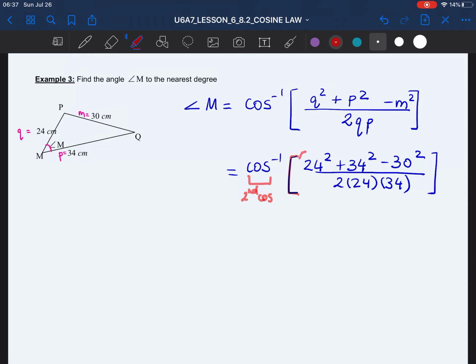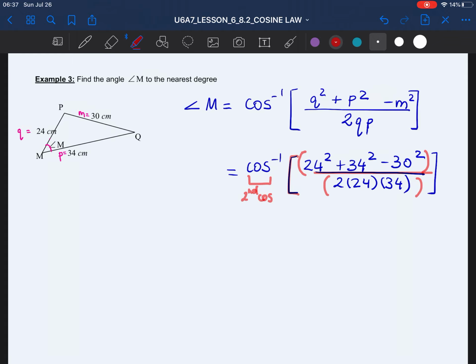And then you will have to open another set of brackets where you have to accommodate your numerator in there. So in this set of brackets, you can freely write 24 squared plus 34 squared minus 30 squared. And then divide. And you will need another set of brackets right here. And then you have to divide. That's what you have to press.